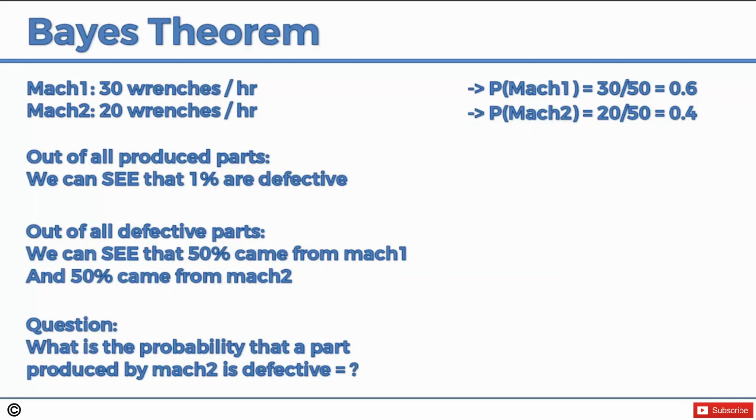So we can see that out of all the produced parts, 1% are defective. Well, it's very simple to rewrite this in mathematical terms. We can just say probability of a part being defective equals 1%.